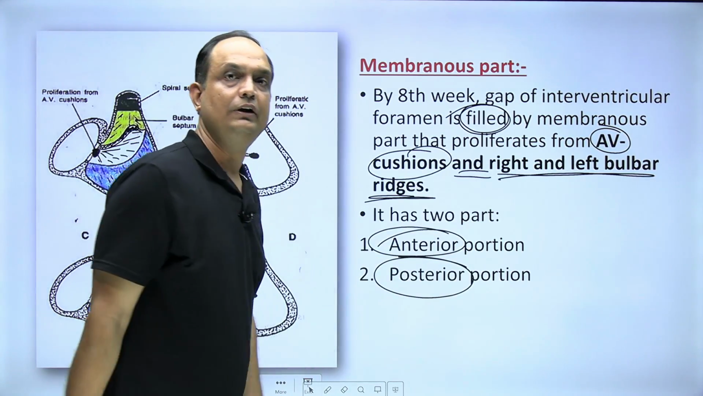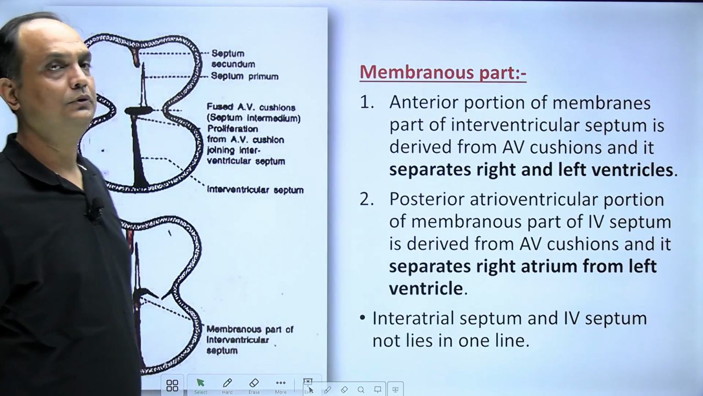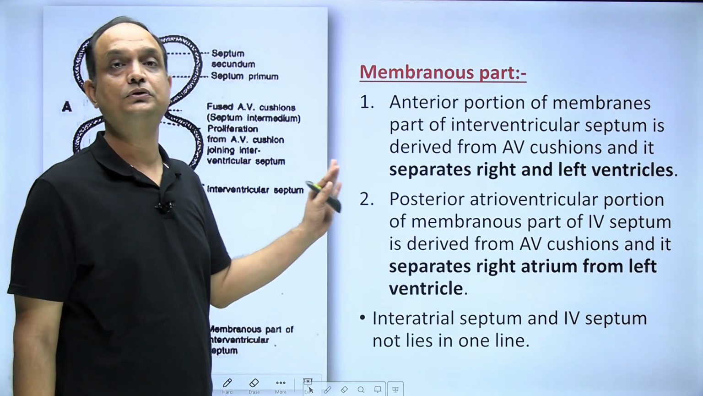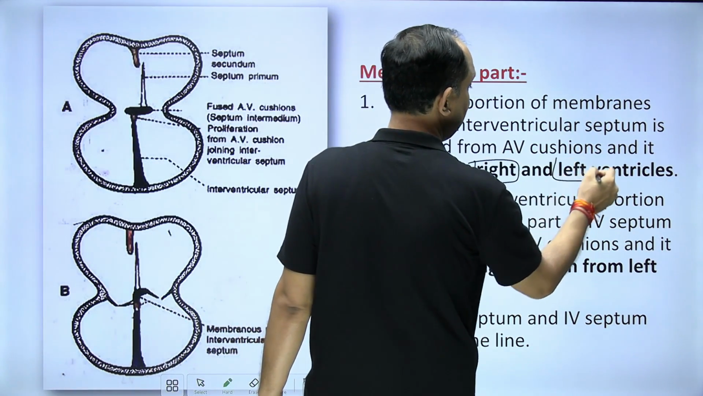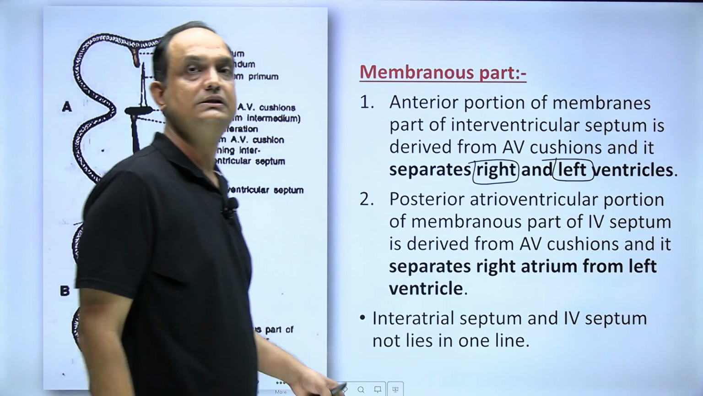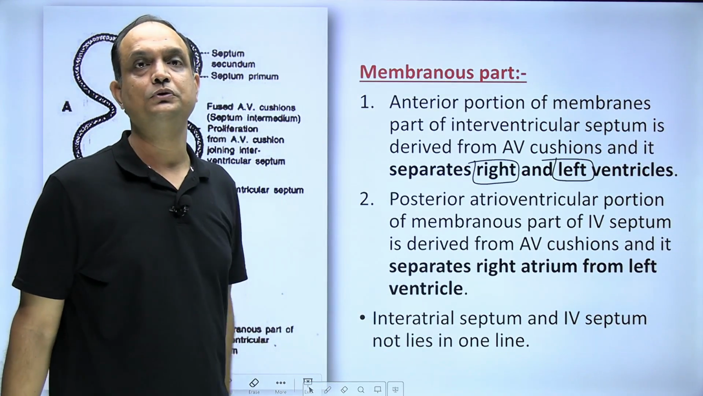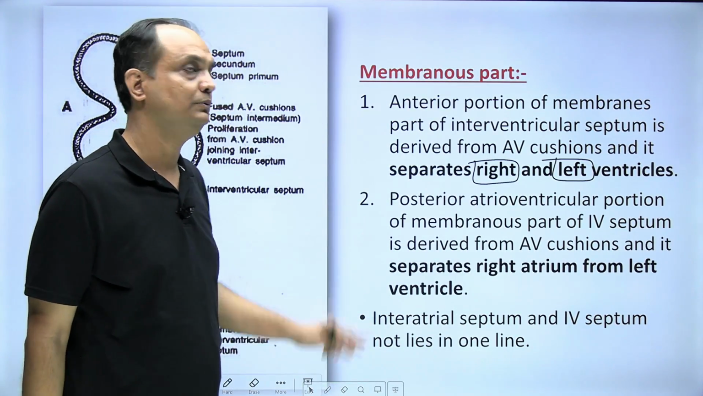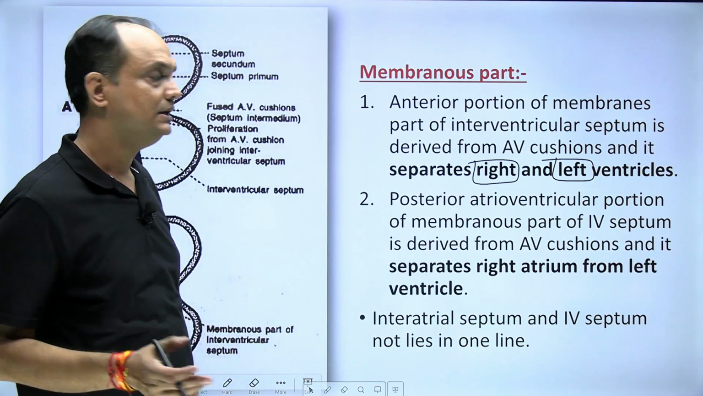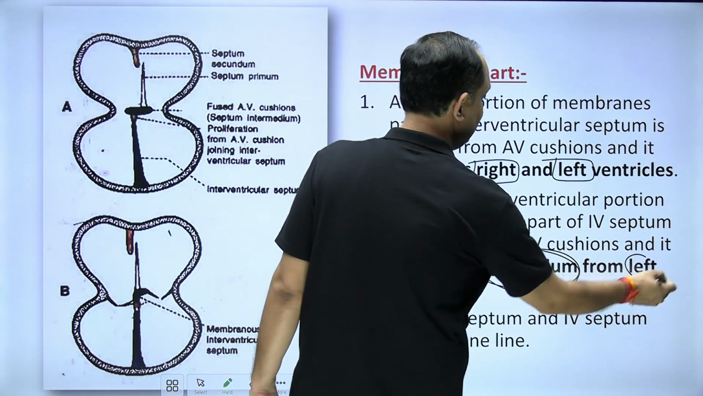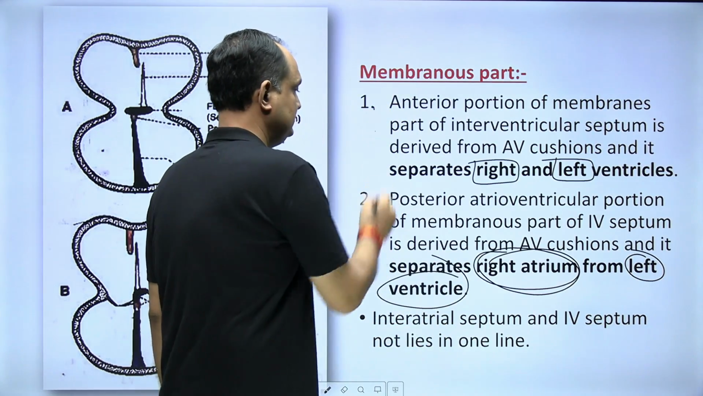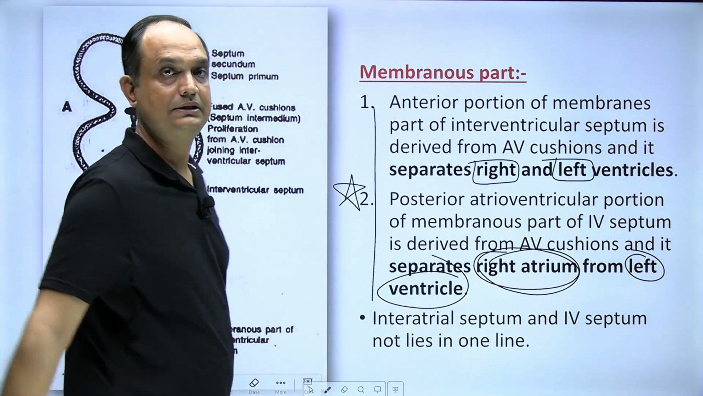Now when you are talking about the membranous part, it has been divided into the anterior portion and posterior portion. When you see this anterior and posterior portion, you will realize that the anterior portion is classically dividing the right and the left ventricle. But the posterior portion does not divide the ventricles, rather the posterior portion divides the right atrium from the left ventricle. Clear? So this is again an important thing to understand.